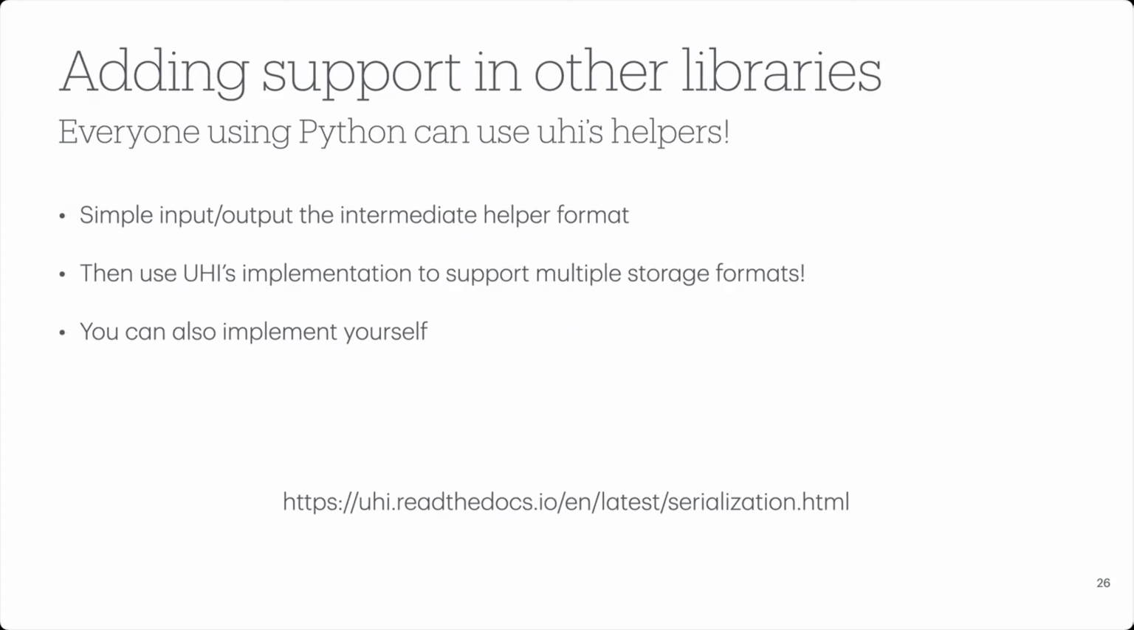For other libraries, everyone can use those helpers. I would rarely recommend using those helpers and just implement the intermediate format, which is not hard to do. And once you have the intermediate format, people can use the UHI implementation and you're basically done. And you support all the different formats for free based on what UHI does. Though, of course, you can implement these yourself. They're standards. There's a description of how you do this in HDF5, how you do this in JSON, etc. So you can implement them yourself as well. The JSON one specifically is extremely easy.